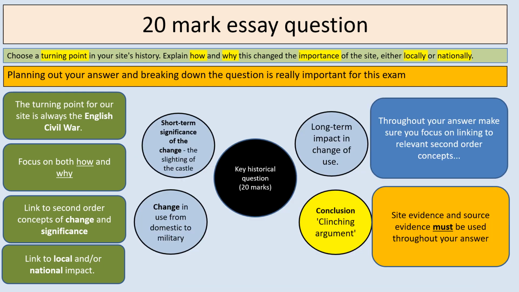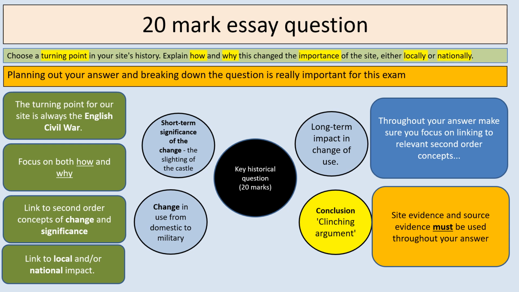So this would be a suggested structure in terms of approaching this essay. You could talk about the change in use, so the fact that the turning point, the English Civil War, shows a change in use at Helmsley Castle from domestic. Largely before the English Civil War, Helmsley Castle's main purpose was domestic, thinking about things like the Tudor mansion, for example. In fact, there was evidence that not really anyone was living at Helmsley Castle permanently before the English Civil War. And it brings it into military use.